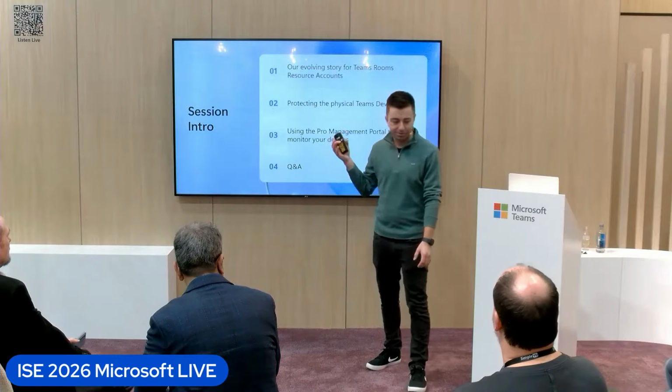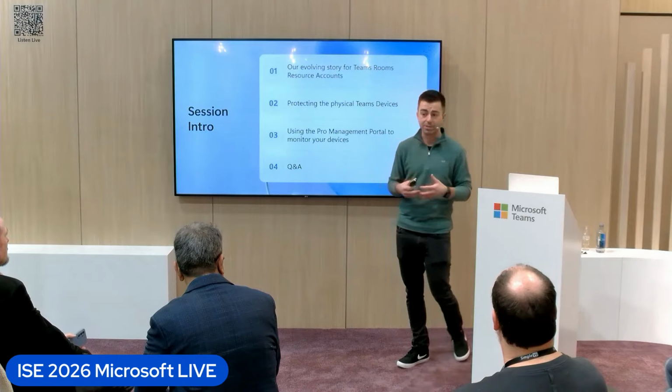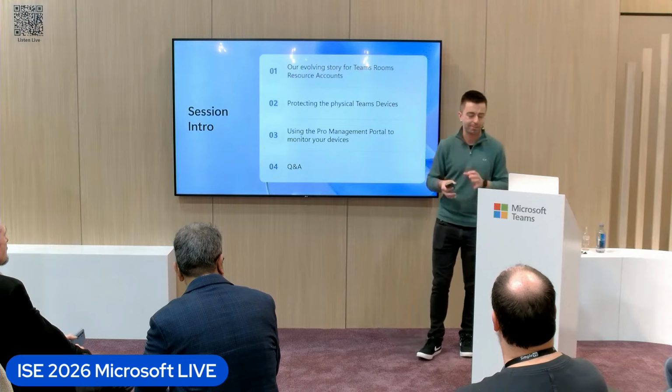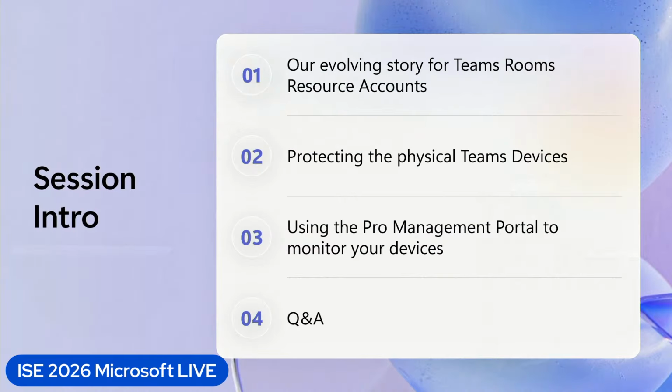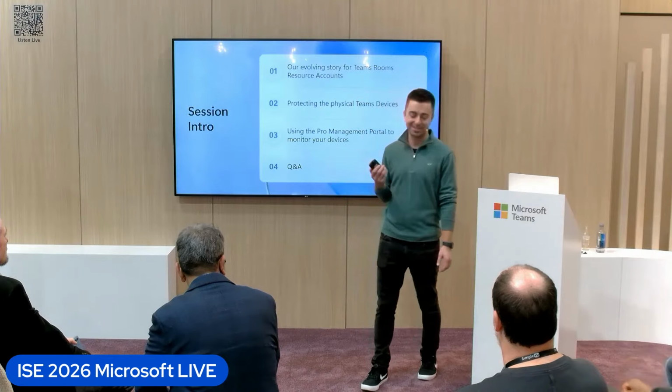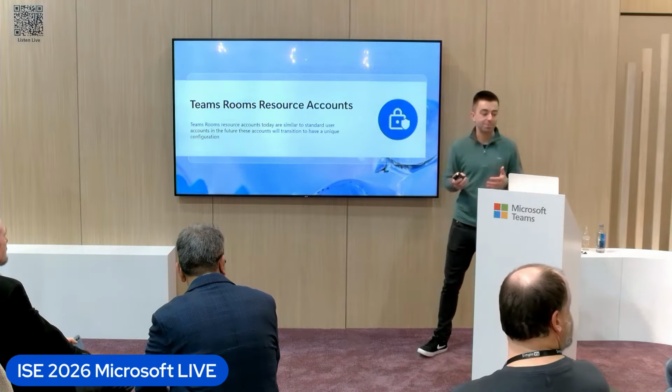Breaking it down into a couple of different sections, I'm really going to focus on resource accounts to start, and I'll probably spend most of my time on that. I'll hit on how we recommend customers protect and guard their physical Teams devices, from both a software security and a physical security perspective. The last piece is how the Pro Management Portal brings all that together, gives IT admins visibility into what it looks like, and bridges it into an overall security story. I'll save time at the end for questions. But starting out with Teams resource accounts.